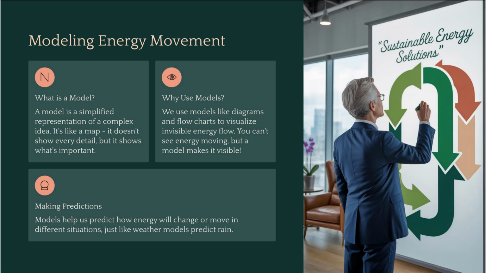Since energy is invisible, we can't just watch it move. That's why we need to use models. A model is a tool, like a diagram, flowchart, or even a physical representation that simplifies a complicated process. By creating a visual model, we can trace the invisible flow of energy. Models are crucial because they help us understand the process better and even make predictions about how the energy will behave if we change something in the system.